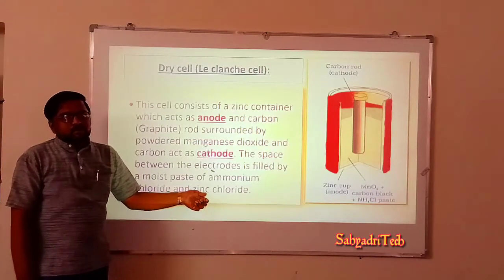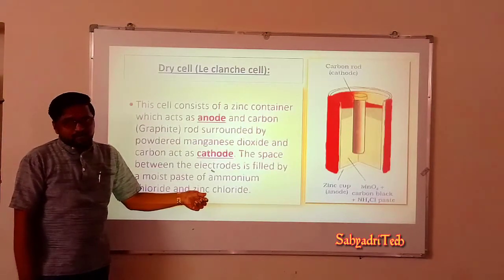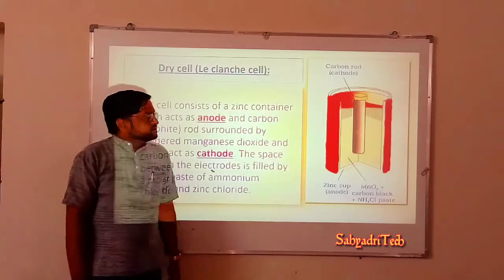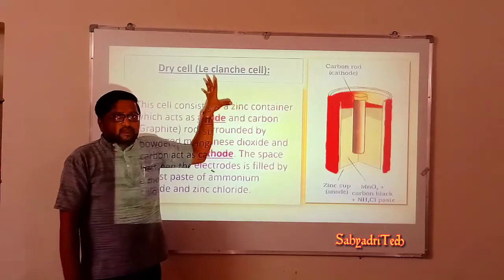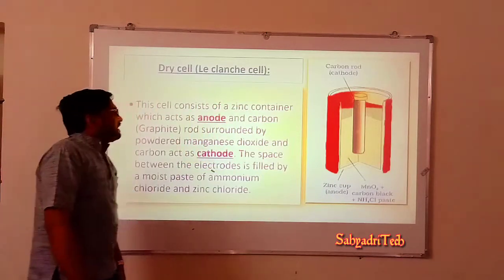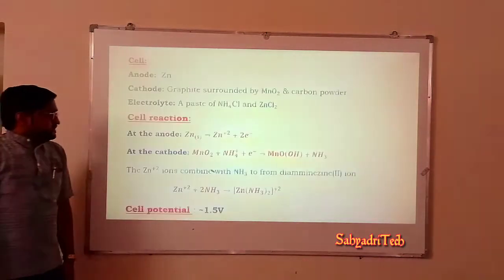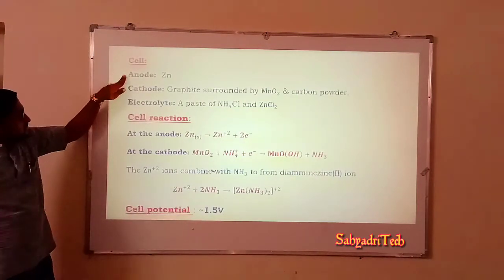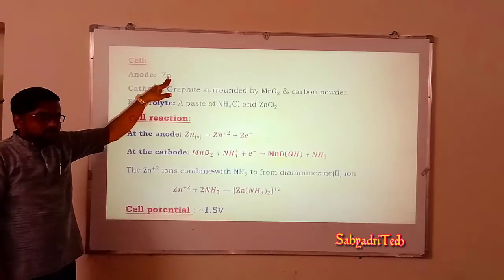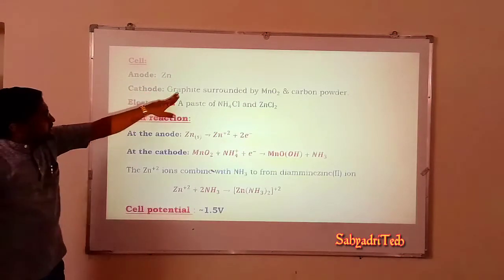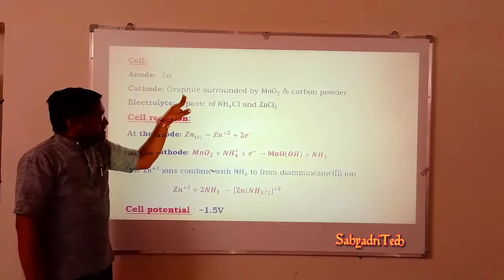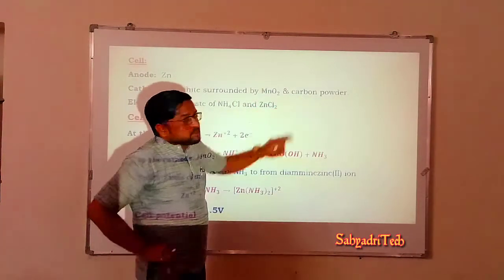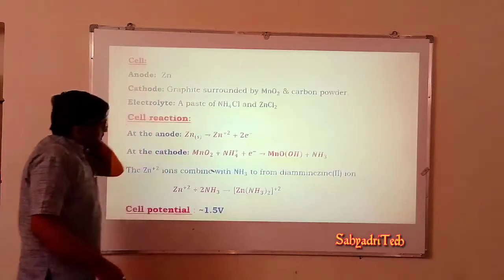It acts as the electrolytic solution, or a paste. So that is about the construction, what is present in a dry cell. Well, coming to the cell overall, what is the anode here? The zinc container acts as the anode. What is the cathode? A graphite rod, or I can say carbon rod, surrounded by MnO2, manganese dioxide, and carbon powder, which acts as the cathode.